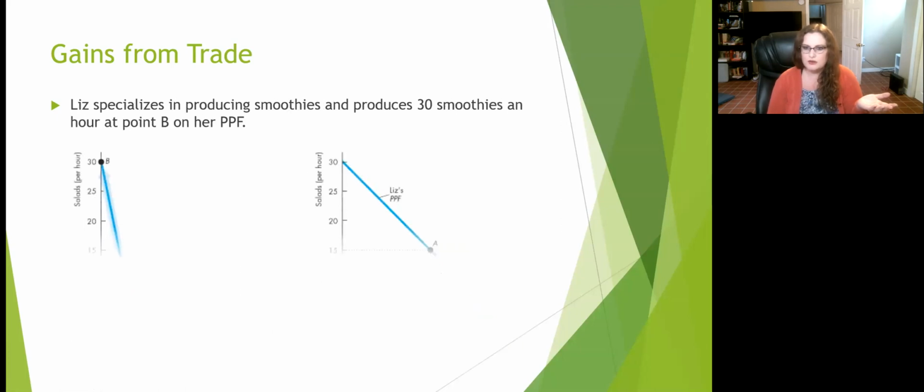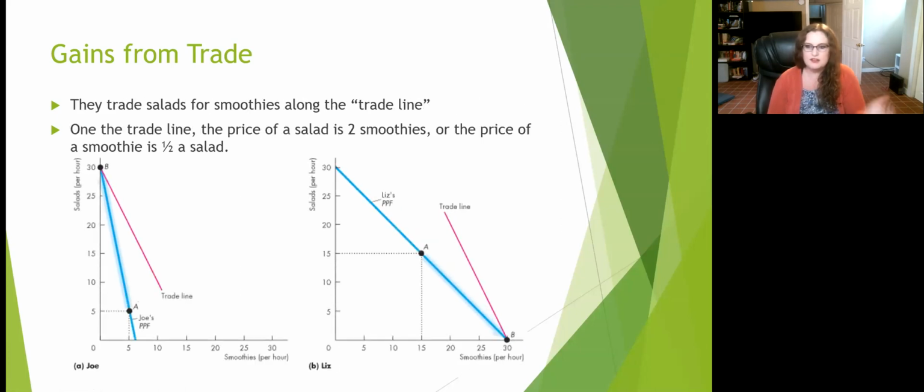Together, let's see, I put way too many slides in here. They're trading. Well, when they trade, notice this pink line. This pink line goes outwards, right? For Joe, it goes from the 30 salads he could have had an hour to this new point where he has 10 smoothies and 10 salads because he traded.